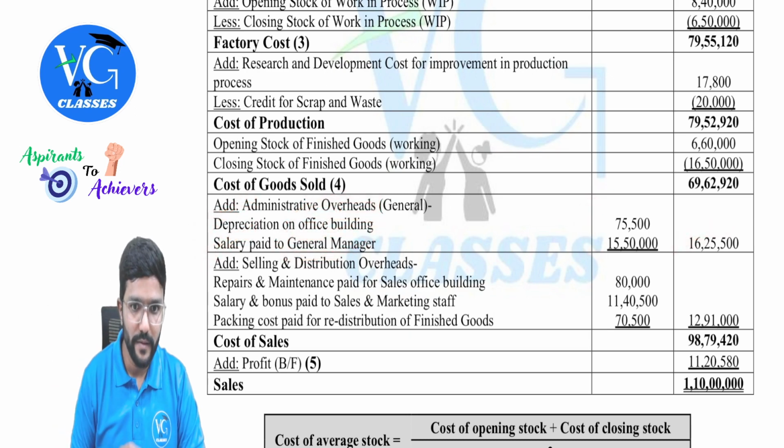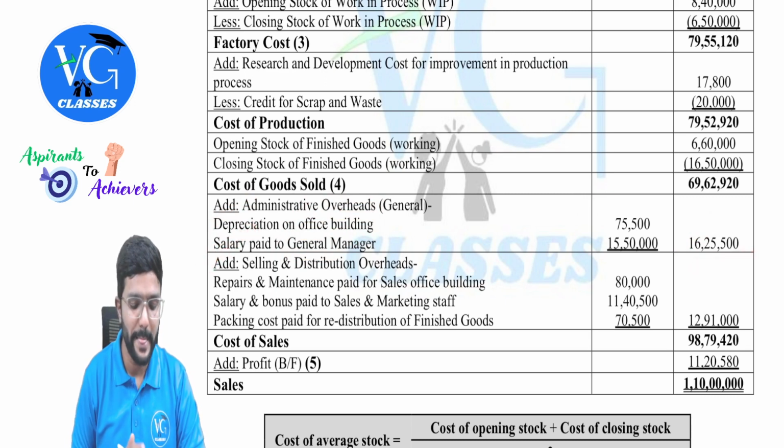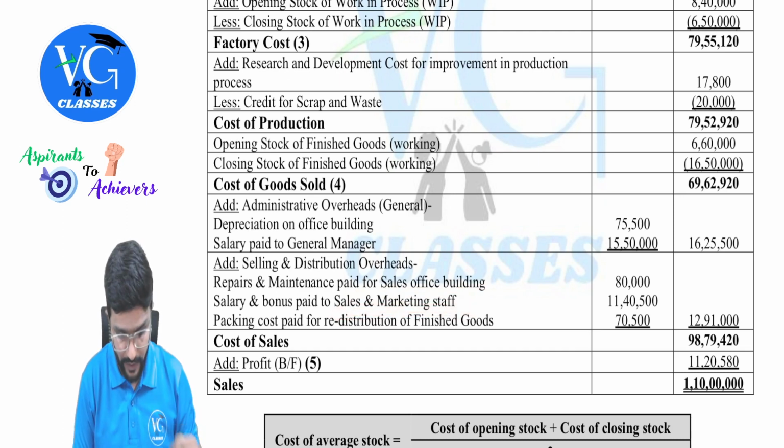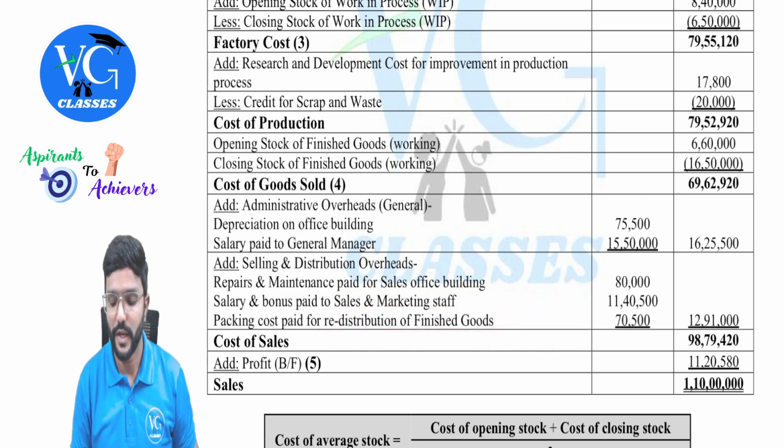Then we will calculate selling and distribution overhead. You can show the total here, but not mandatory. Okay, selling and distribution overheads: repairs and maintenance paid for sales office building, salary and bonus paid to sales and marketing staff, then packing cost paid for redistribution of finished goods. That is nothing but secondary packing. If I add up all these three, we will get 12,91,000.